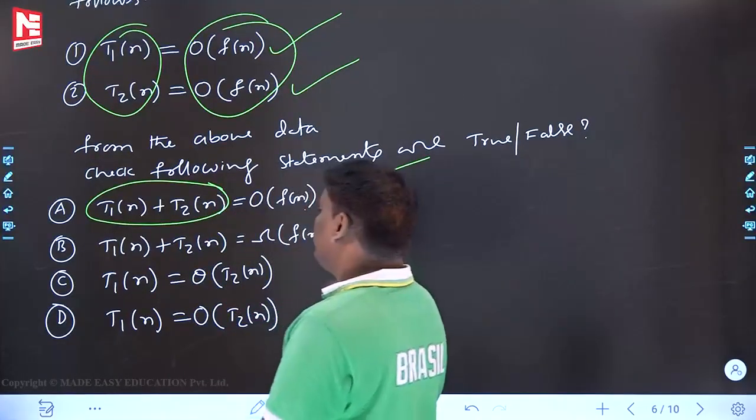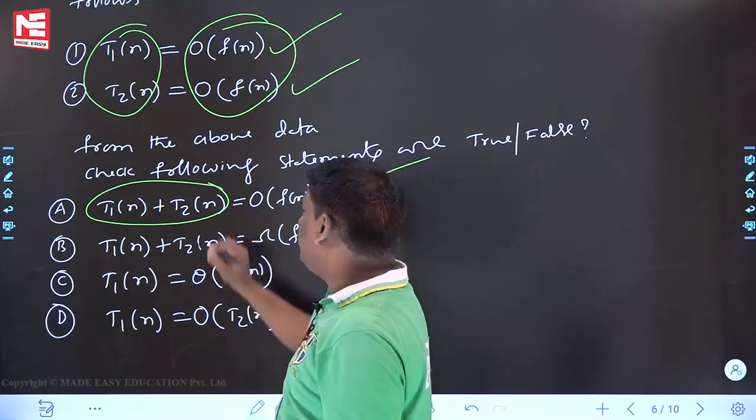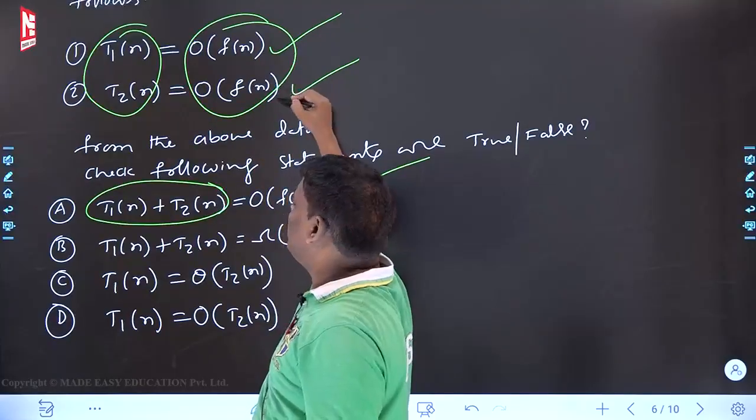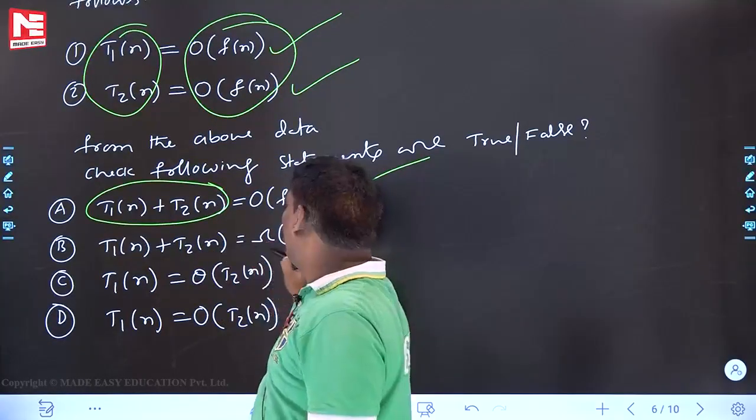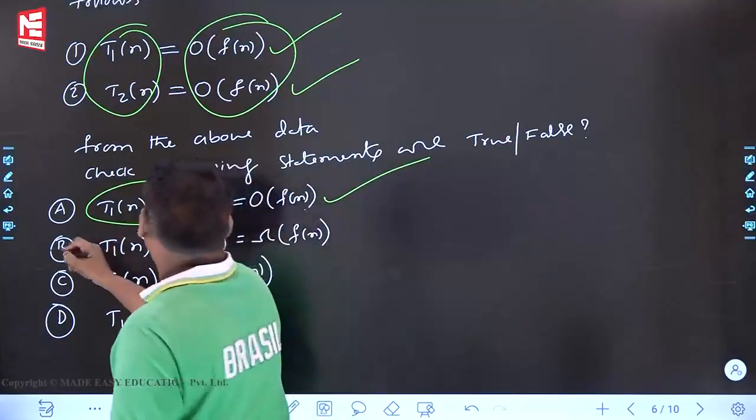Now see the next one, option B. T1 of n plus T2 of n is omega of f of n. You only say T1 upper bound is f of n, T2 upper bound is f of n. How can I say T1 plus T2 is omega of f of n? There is no meaning. It can never be possible.